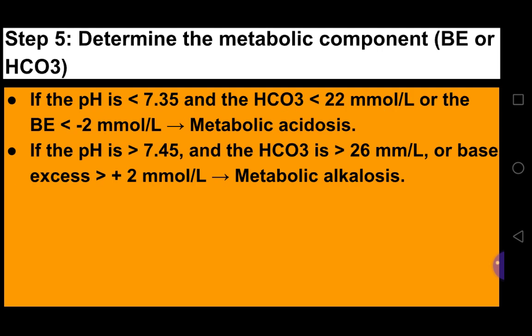Now coming to step 5, determine the metabolic component, that is base excess or bicarbonate. If the pH is less than 7.35 and the bicarbonate is less than 22 millimole per liter, or the base excess is more than minus 2 millimole per liter, then it is metabolic acidosis. And if the pH is more than 7.45 and the bicarbonate is more than 26 millimole per liter, or base excess is greater than plus 2 millimole per liter, it is metabolic alkalosis.